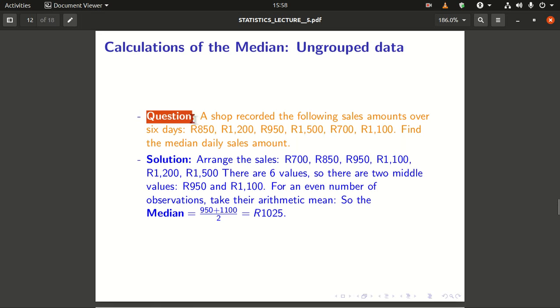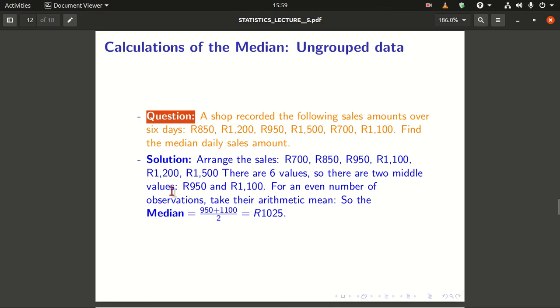Let's take another example. A question is saying a shop recorded the following sales amount over 6 days. You have 850, you have 1200, you have 950, you have 1000, and this 700, and so forth. Find the median daily sales amount. First, we arrange this data in ascending order, or from smallest to largest. After that, you notice that there are 6 of these things: 1, 2, 3, 4, 5, 6.